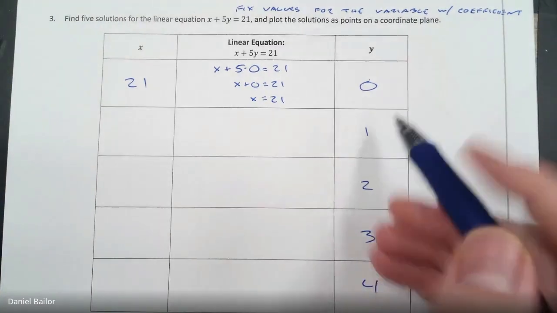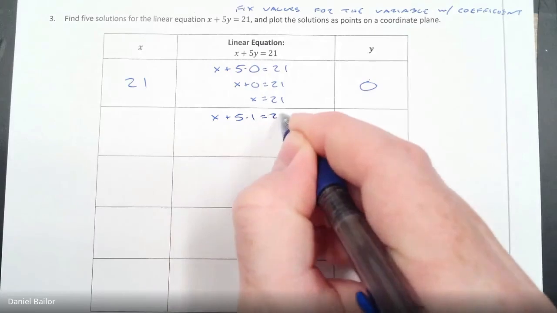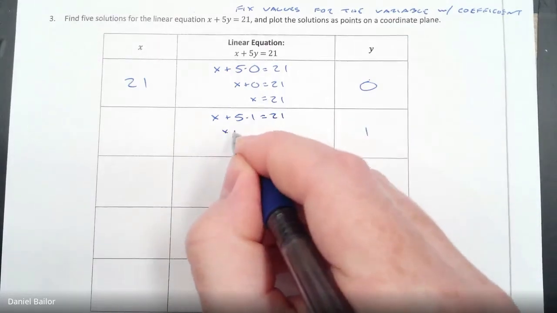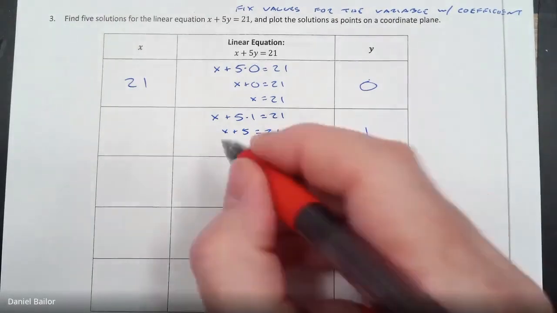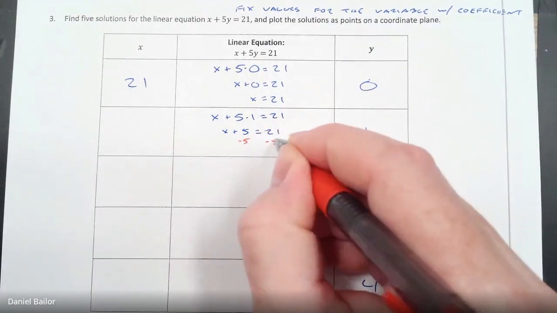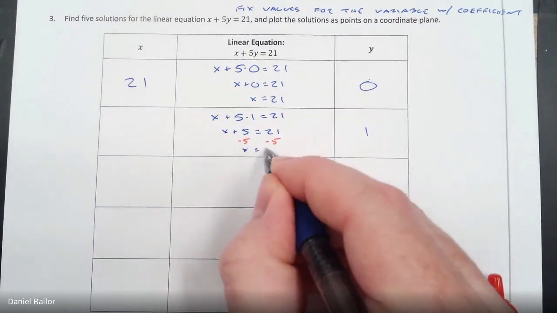What happens when y is 1? We get x plus 5 times 1 equals 21. That's x plus 5 equals 21. And you know the subtraction property of equality, do minus 5 to both sides, and you find out that x is going to be 16.